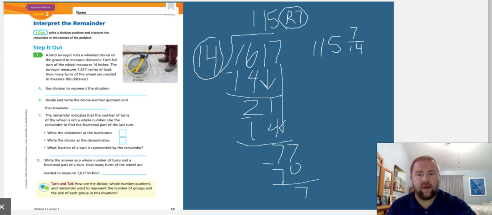So in this problem down here, they want us to divide and write the whole number as a quotient with the remainder. We did that, okay? And then I write the remainder as the numerator and the divisor as the denominator. We did that. So then it says what fraction of a turn is represented by the remainder. So 7/14 of one full turn is what we're looking for. Then the next question says write the answer as a whole number of turns and a fractional part. That's what we did right here. That is full turns and the fraction of the turn. All right, so that's interpreting a remainder for this example.